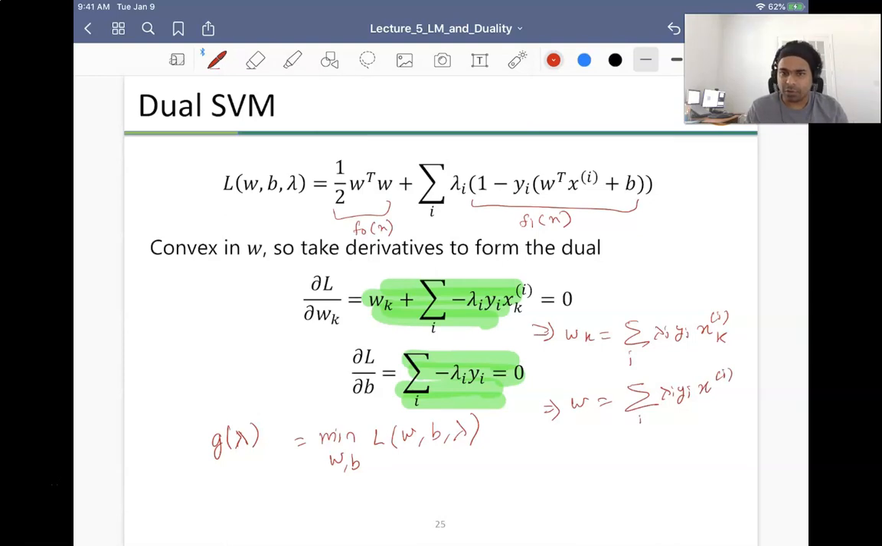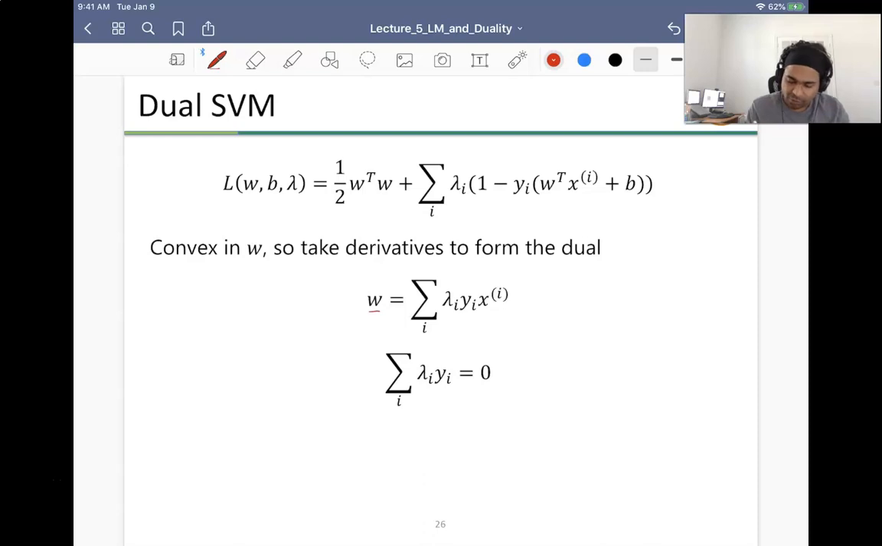The same I can do for b, and basically this term essentially implies that the sum over i of lambda_i y_i should be 0, right? So my lambda should satisfy this. Okay, so now given this form of w and this constraint on my lambda, this is what I was saying: from your gradient, you could have additional constraints that come up in your dual problem. We'll get exactly this equality as a constraint in my dual problem.